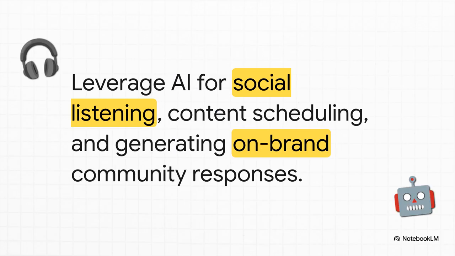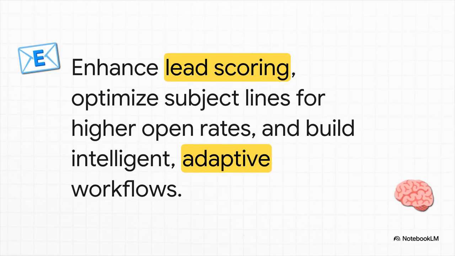Then, in Chapter 7, we dive deep into social media. This shows how AI can be your partner in everything from identifying new trends by listening to conversations online, to managing your content calendar, and even helping you write on-brand responses to your community. And Chapter 8 is all about making your email and automations smarter. We're talking about things like enhancing your lead scoring models, using AI to optimize subject lines for way better open rates, and building workflows that are intelligent and can adapt on the fly.